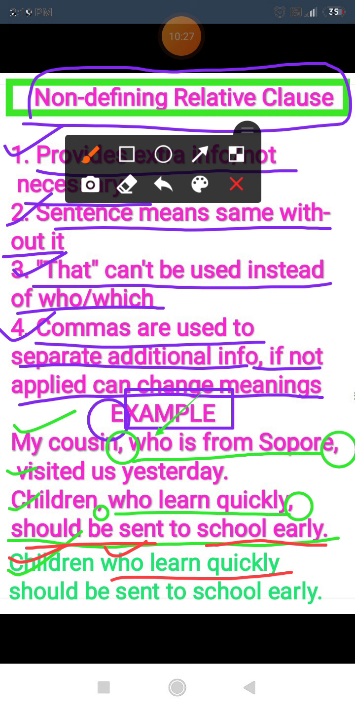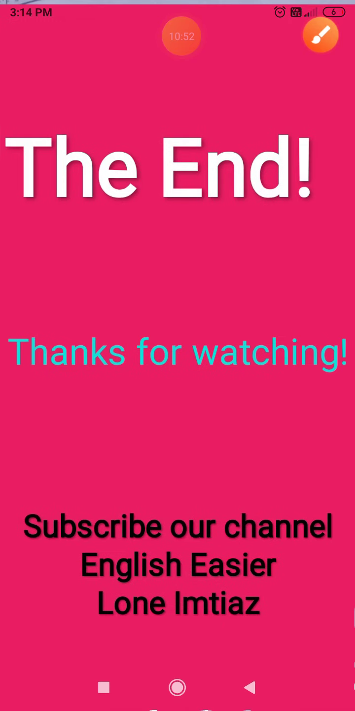It tells us, so who learn quickly, it is a relative clause, but it's a defining relative clause. It tells us which children. So which children are we talking about? हम किन बच्चों के बारे में? So it describes the children who learn quickly, जो जल्दी सीखते हैं. So it means here the particular children जो जल्दी सीख जाते हैं. So the sentence changed by removing the commas. So these were the two types of relative clause.